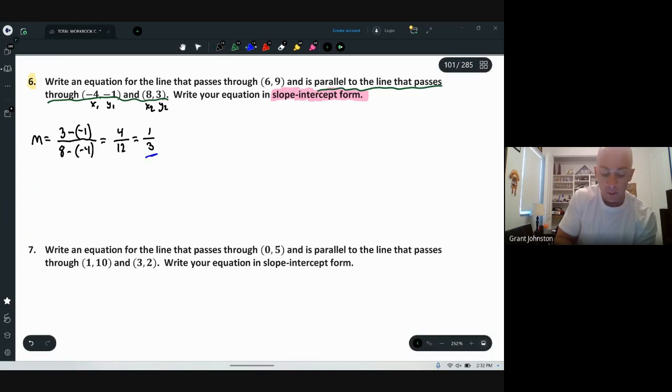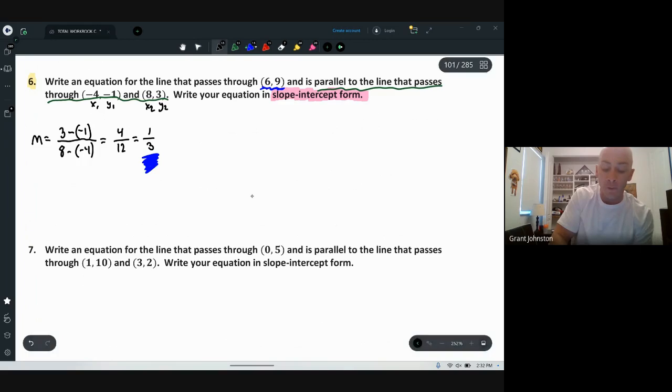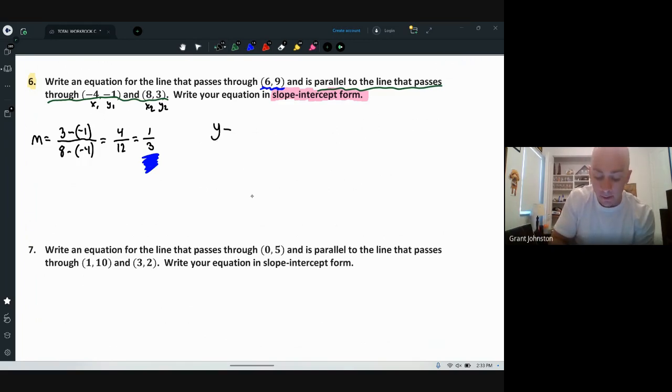Okay, so here we go. We have our slope, and we have the point. Now, remember, it wants it in slope-intercept form, but what I like to do is write it in point-slope form first and then convert it. So I'm going to write y minus 9 equals 1/3 parentheses x minus 6. Remember, I'm using this point up here. But it wants it in slope-intercept form, so I'm going to distribute the 1/3.